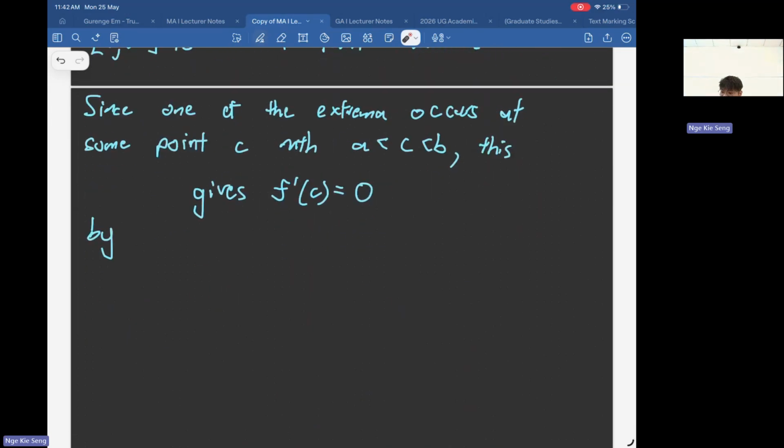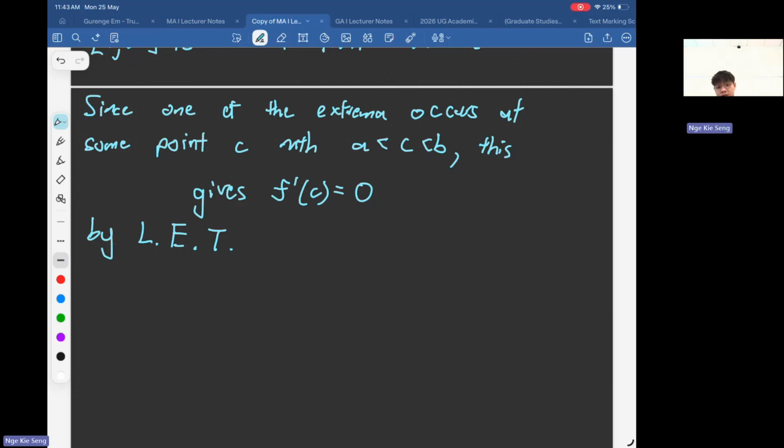But how do we get this f prime c to be 0? You need the local extreme value theorem that we just proved. Let's call it LET, the local extreme value theorem. Okay, good.